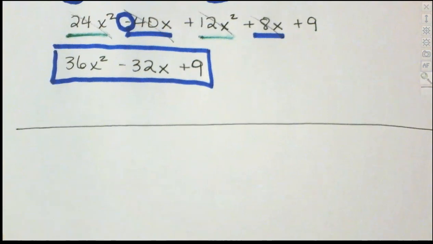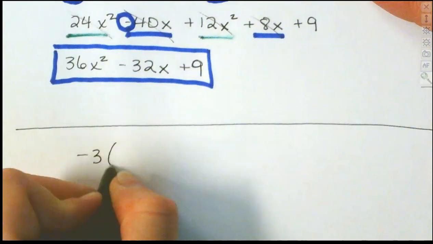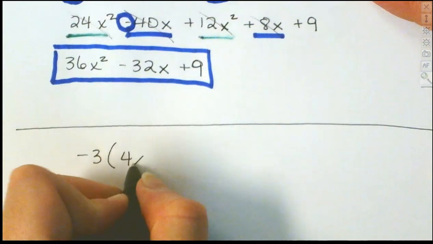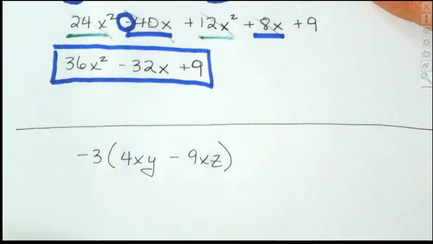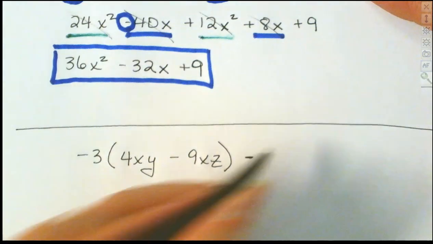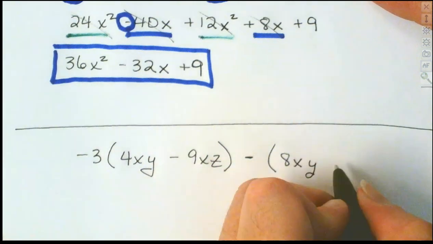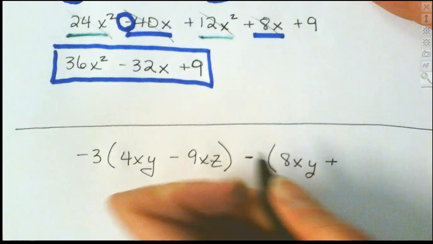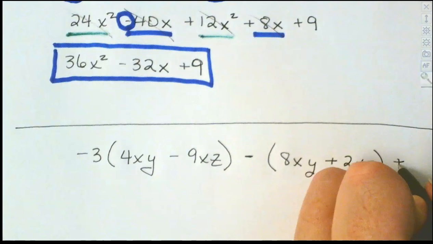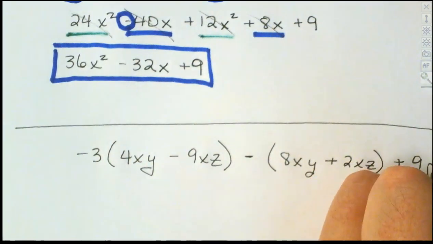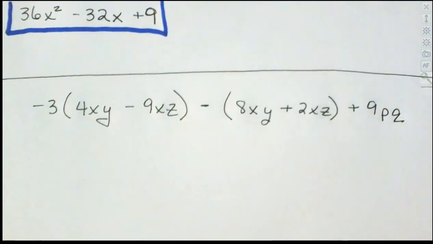So again, same direction, simplify the expressions. Let's do a minus 3 times 4xy minus 9xz. And let's do a minus, we use parentheses, how about 8xy plus 2xz. And let's do a plus 9p cubed. So we've got all these different variables here.